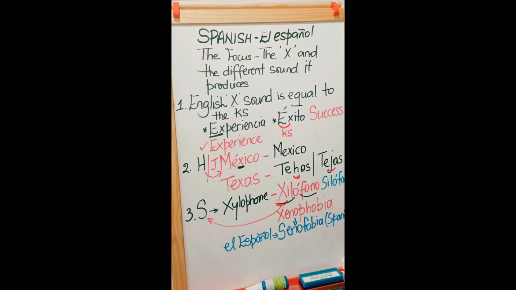And the fourth one is a SH sound. For example, I'll give you one example. And this, based on information, is deriving from the pre-Columbian languages. Let's look at the word. It's a Spanish word.